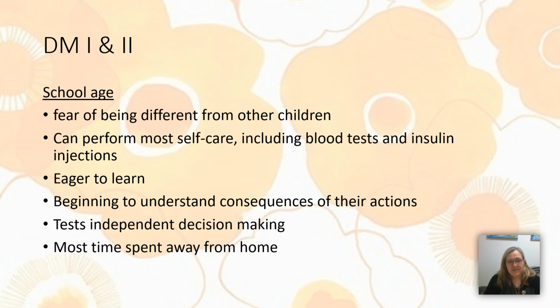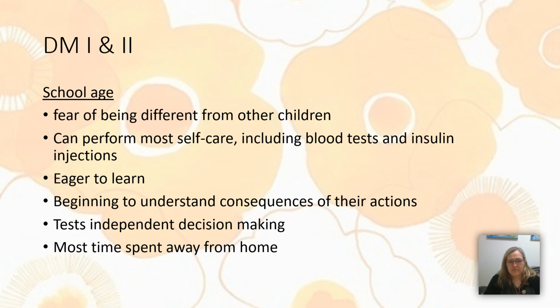But at this age, they can perform a lot of their own self-care. School-age kids start to learn math, so they can do the carb calculation. They still have to be double-checked by the parent for accuracy, but they can do the calculation. And they may even be able to start drawing up their insulin, and as they get older, giving themselves the shot as they progress.